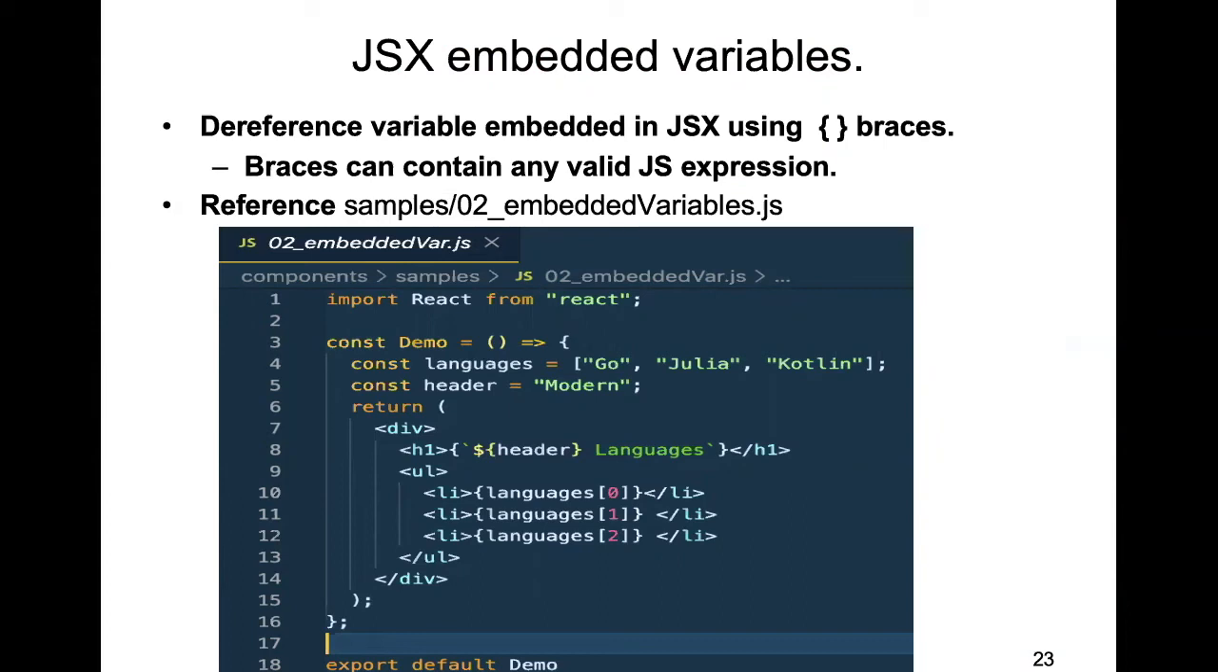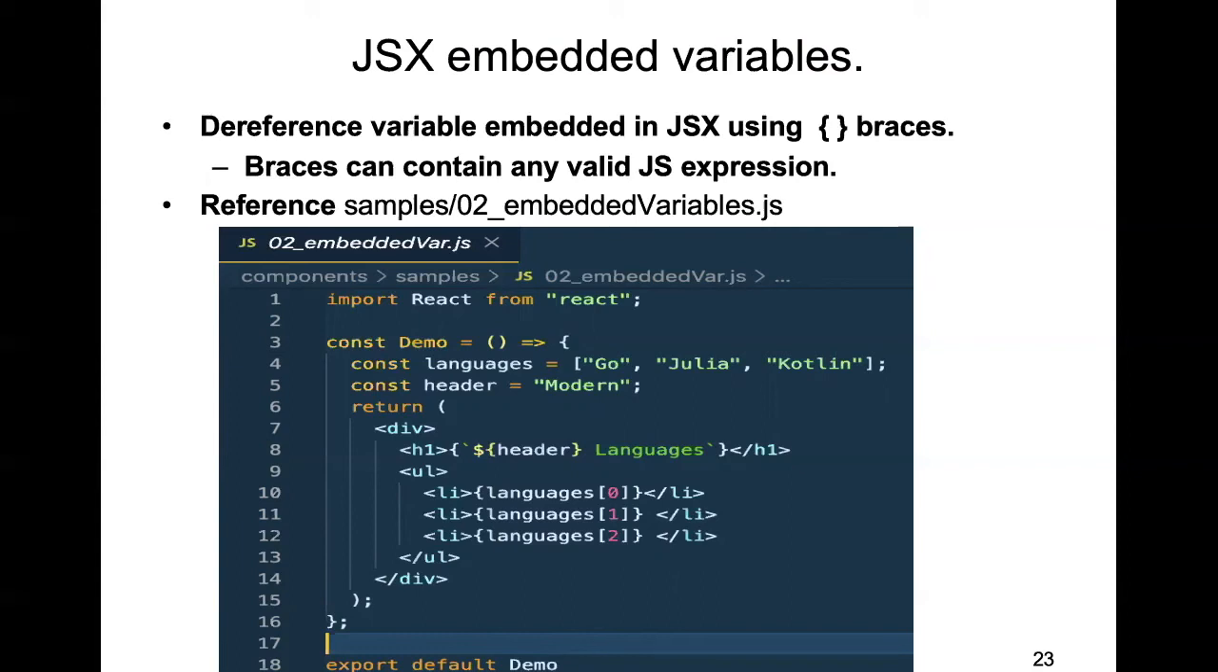One thing that we would like to be able to do is embed variables within our JSX code. And if you want to do that, all you've got to do is wrap the variable reference in curly braces. So when JSX contains curly braces, whatever is inside the curly braces at runtime will be evaluated, and the result of the evaluation will be added to the JSX code.